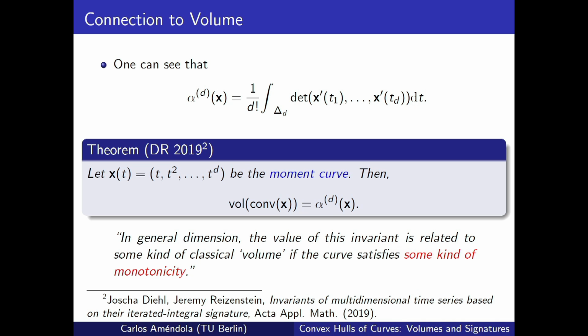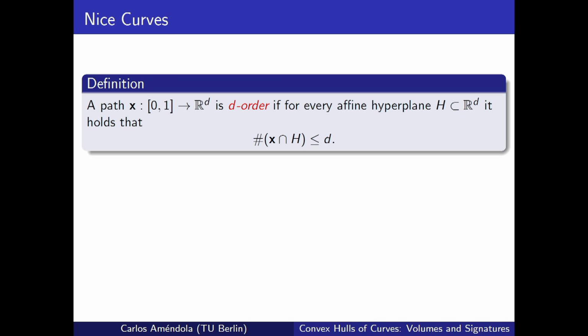But this was only for the moment curve, and they say, well, in general, this should hold for some curves that satisfy some kind of monotonicity, and that's what we wanted to try to understand. What kind of nice curves can we consider? And we looked at this very nice family, the d-order curves. They're actually known by many different names. I'm going to list some of them.